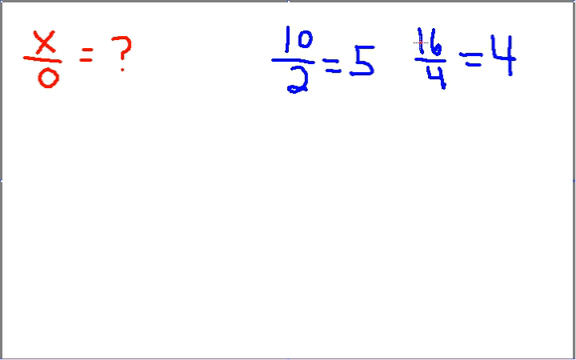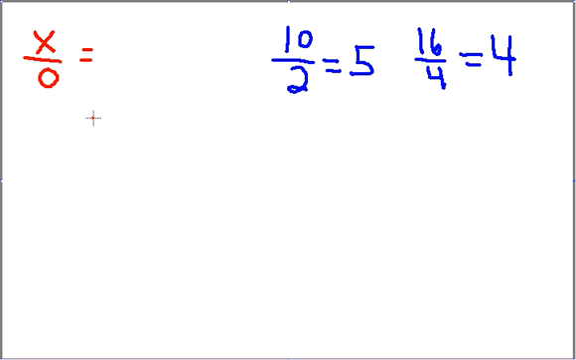However, if we do that over here with our x divided by 0, we're going to run into a problem. So let me go ahead and get rid of this question mark here. And the question is, what number times 0 will give us x?